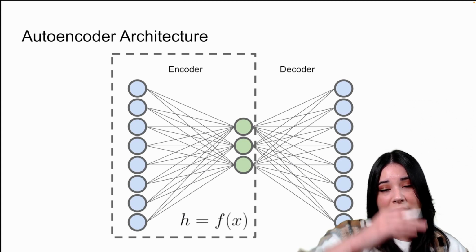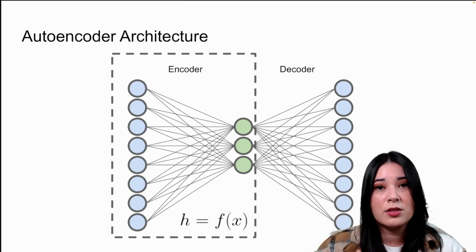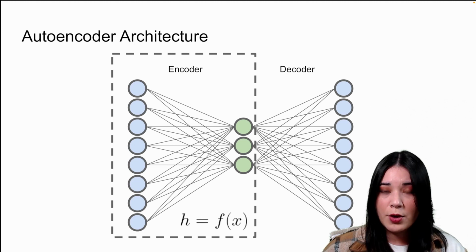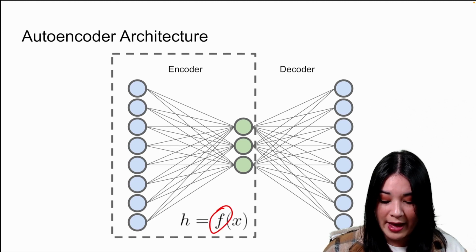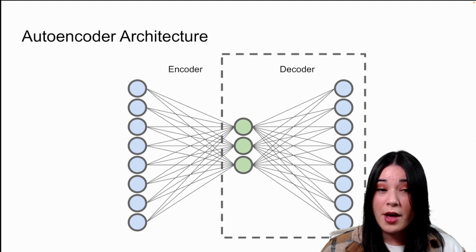So we take it from an input layer that is quite large to a middle layer that is quite small, thus compressing the information. The encoder's job is to learn this function f that takes our original variables x and turns them into their compressed version h. The other half of our autoencoder is the decoder.